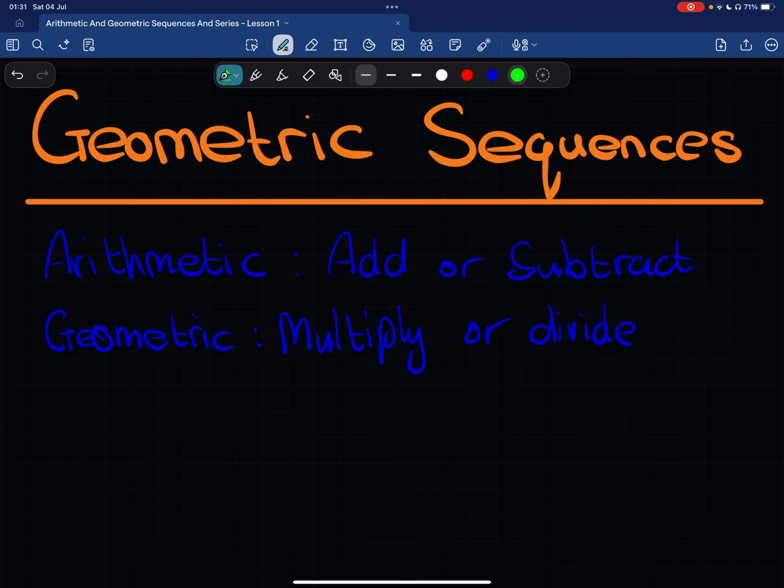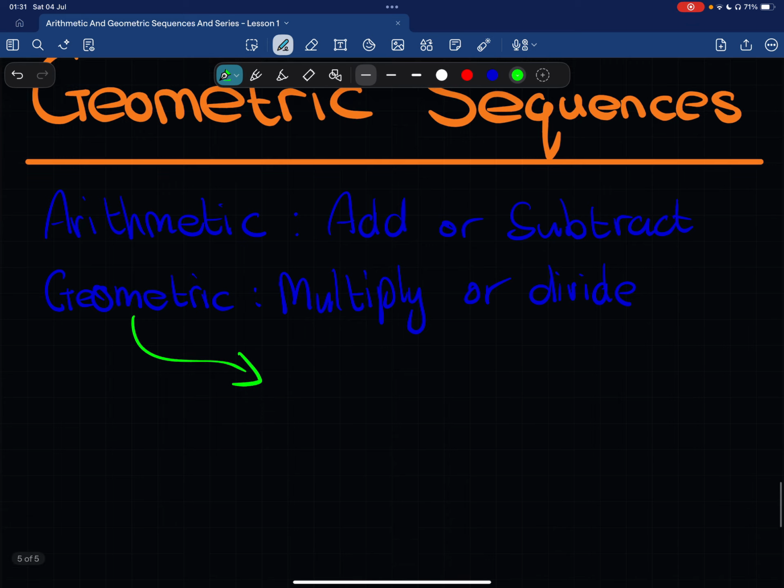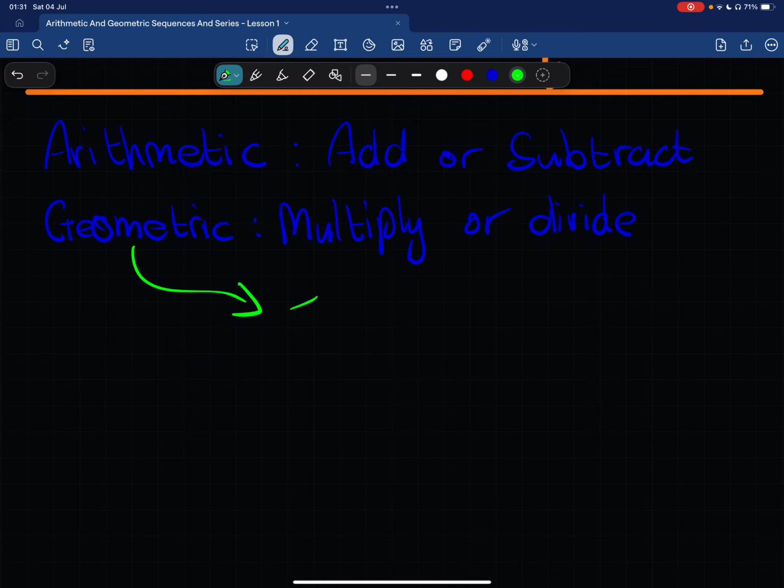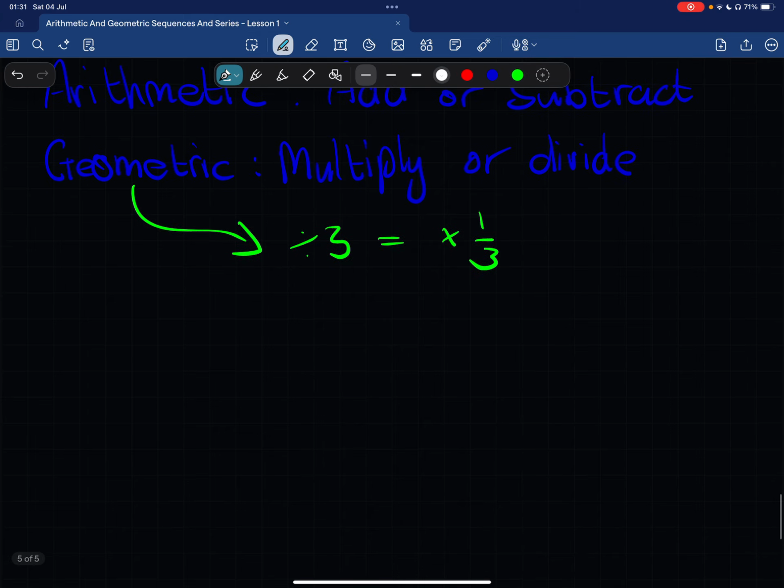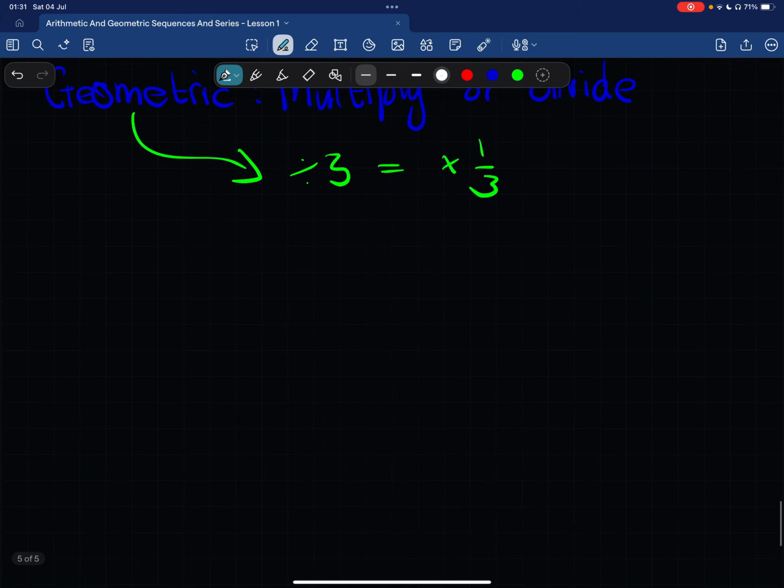Please note in a geometric sequence, we always refer to what we multiply by, even if we're dividing. So if, as an example, we are dividing by 3, that is the same thing as multiplying by 1/3. This is very important, and a lot of people make a mistake with this, which doesn't work well for them. So let's do an example.